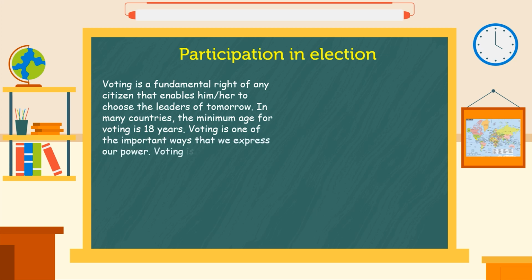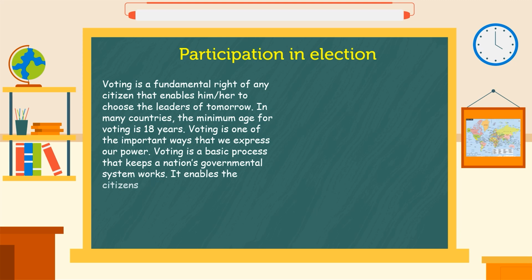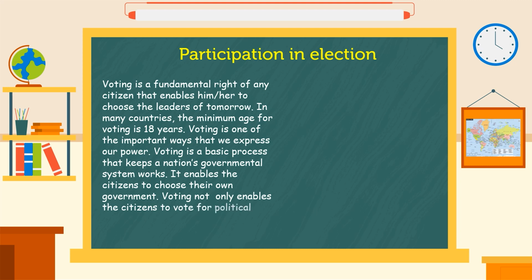Voting is a basic process that keeps a nation's governmental system working. It enables the citizens to choose their own government. Voting not only enables the citizens to vote for political parties, but also helps to realize the importance of citizenship.